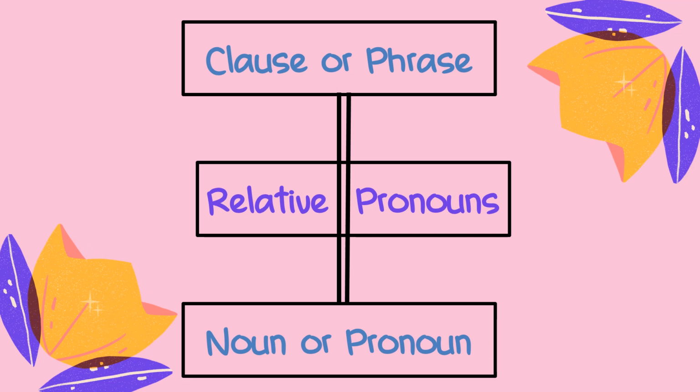Now, what is a clause or a phrase? So children, they are groups of words which do not have a subject or a predicate in them. But we have to add a few more words to make it a complete sense. Understood? Now let's take a few relative pronouns.